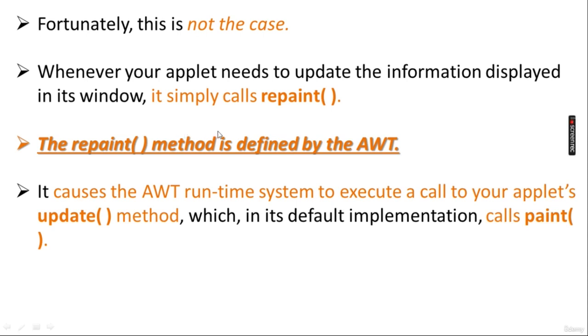Whenever your applet needs to update, it simply calls the repaint method. So you cannot call the paint method in a for loop; instead, you call the repaint method. Repaint is defined by the AWT class. It causes the AWT runtime system to execute a call to your applet's update method, which in its default implementation calls paint.